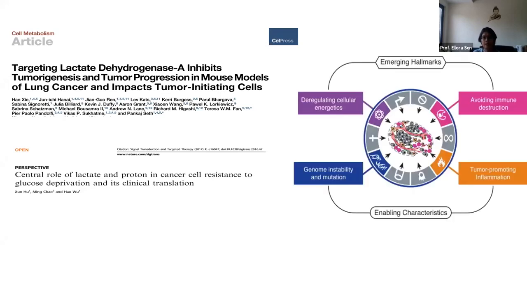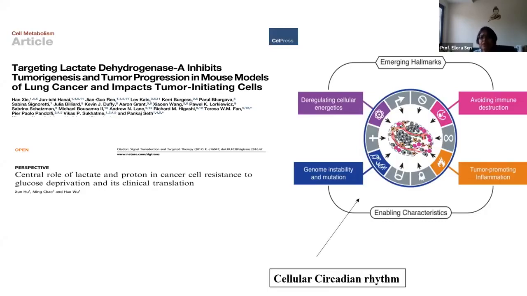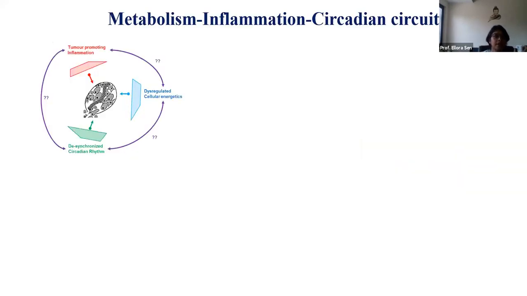So the next question we asked was, where does circadian rhythm fit into all this? Because we know the emerging hallmarks of tumor cells. Besides genomic instability or immune evasion, we have the dysregulated cellular energetics, that is nothing but altered metabolism, and we have inflammation here. So the next question we were asking, where does this circadian rhythm fit into the whole scheme of things?